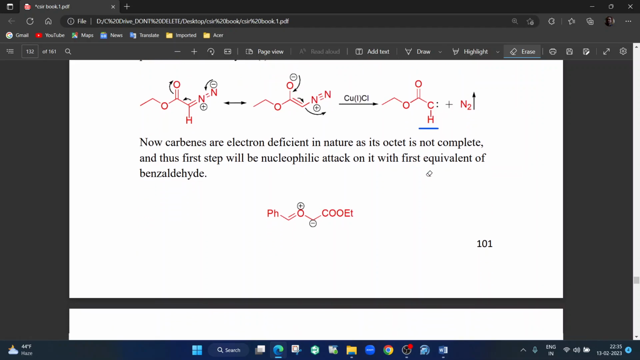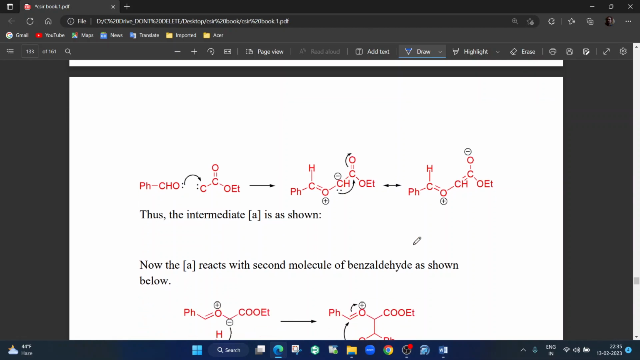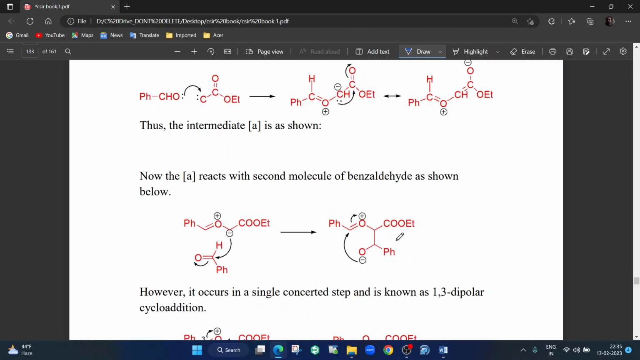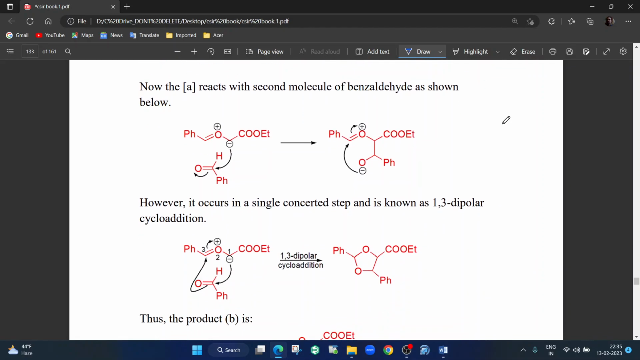Now, what do we have? We have benzaldehyde. So benzaldehyde will go and attack on this. The lone pair of the oxygen of benzaldehyde will go and attack here, you get this, and this comes up, you get like this. So this was your A, the intermediate A. Now this intermediate A undergoes 1,3 dipolar cycloaddition with your benzaldehyde. So you can see here 1, 2, 3.